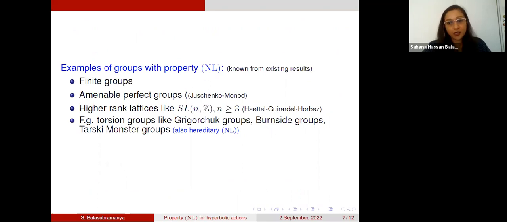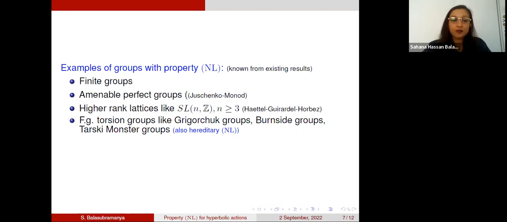It's pretty easy to check that any amenable perfect group, such as those constructed by Yushchenko and Monod, will also have this property NL. And it follows from the work of Thomas Hadl, Girardel, and Horbez that higher rank lattices like SL(n, Z) also have this property.